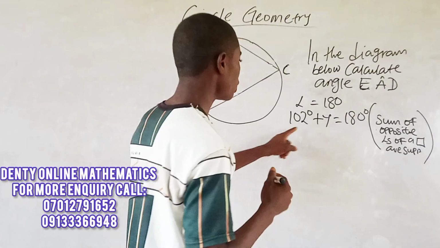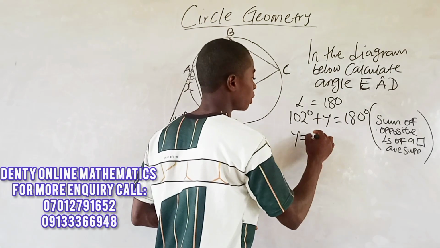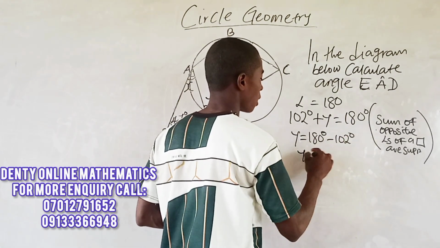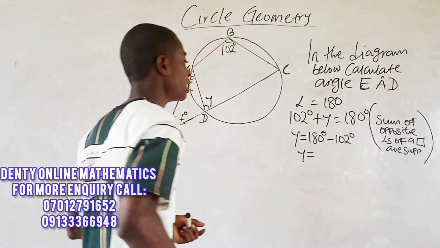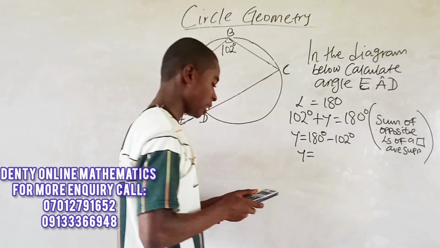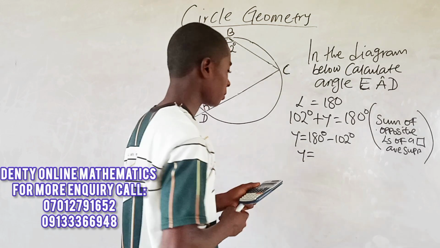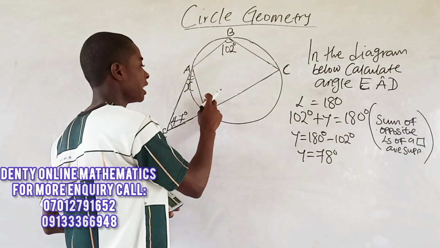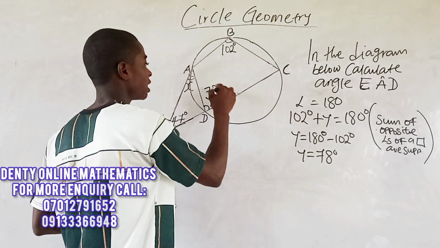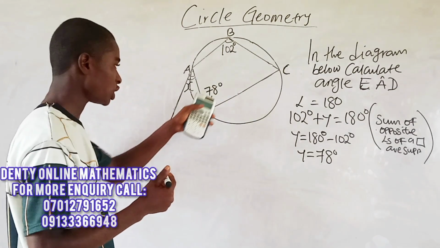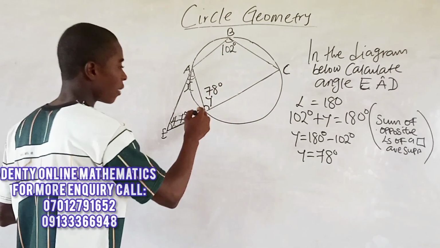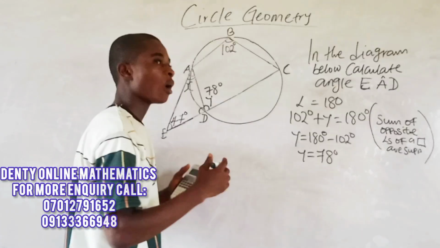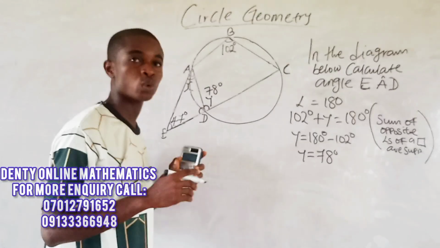Now if this is equal to 180, it implies that my y will be equal to 180 degrees minus 102 degrees. So 180 minus 102 degrees is what? 78 degrees. Now I'm putting my y here as 78 degrees. Now look at this, this is a straight line. So if I want to have this other angle, how will I do it? I know that the sum of angles on a straight line is equal to what?